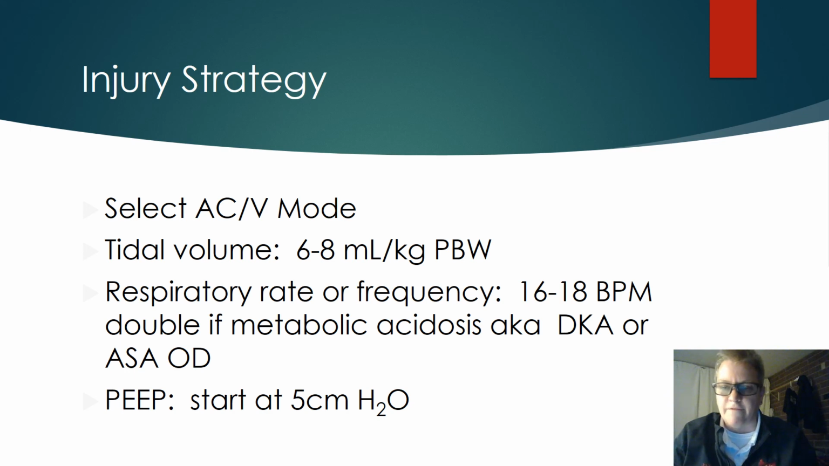That is the first strategy that you understand. So say you have a patient that is overdosed, very, very obtunded. What strategy are we going to use? We're going to use the injury strategy. We're going to select ACV mode, tidal volume 6 to 8, respiratory rate of 16 to 18, and we're going to start the PEEP at 5. And we're going to see where we're at, okay?